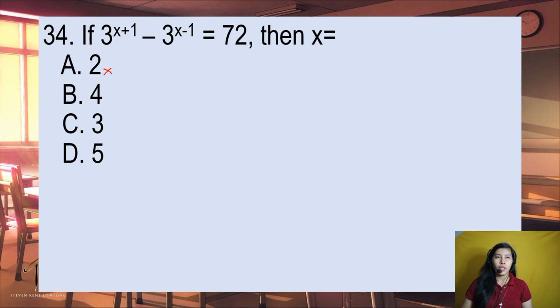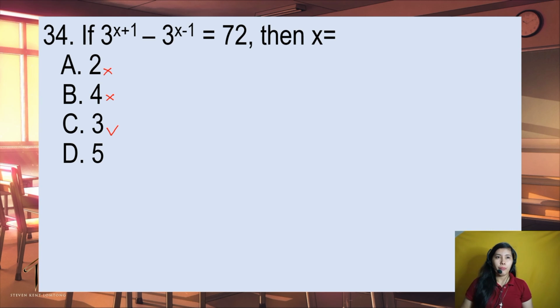If 4, so 3 raised to 4 plus 1, that's 3 raised to 5, minus 3 raised to 3, no, so that's not 72 also. If 3, 3 raised to 3 plus 1, that's going to be 3 raised to 4, 81, minus 3 raised to 3 minus 1, 3 squared, so 9. 81 minus 9 is 72. So, by just substituting the choices in the problem, we can find out the answer.